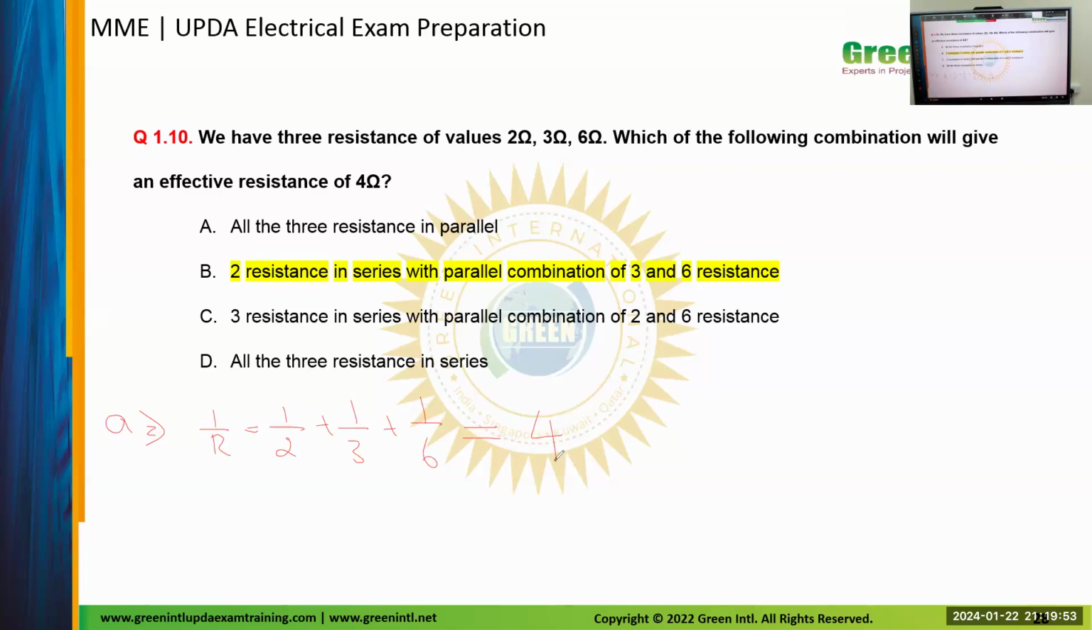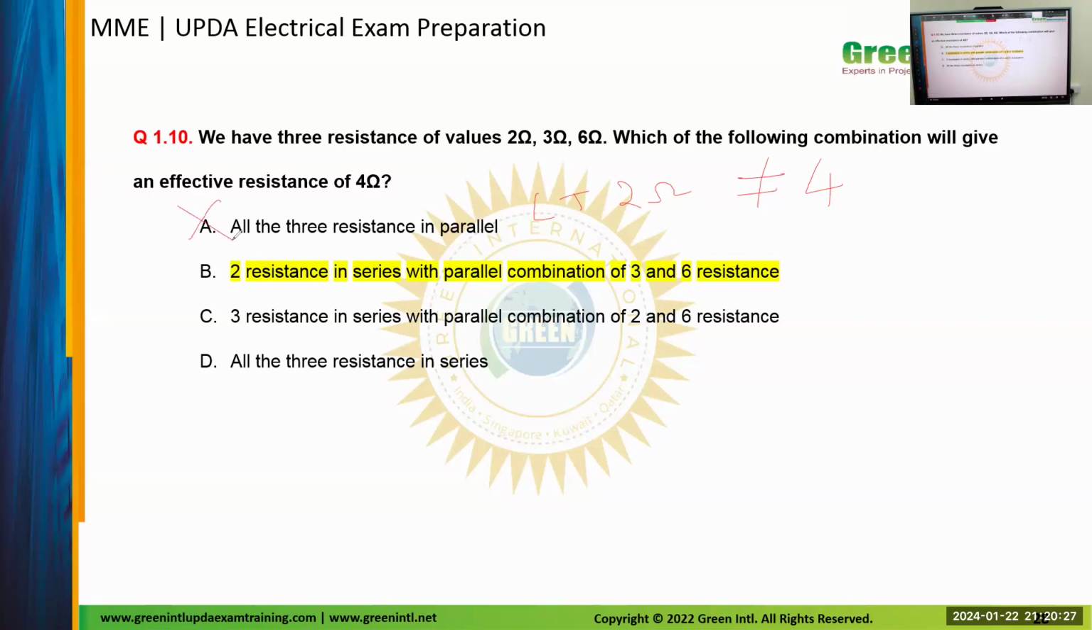So we need to do the mathematical calculations. To avoid the mathematical calculations, in a parallel circuit the total resistance value is always less than the least resistance. Here 2, 3, 6, the smallest number is 2. So if all the resistances are connected in parallel, the resistance value is less than 2 ohm. You don't need to do the calculation. The value must be less than 2 ohm, which is not equal to 4. So that's why A is wrong.